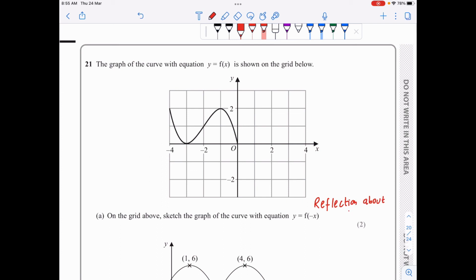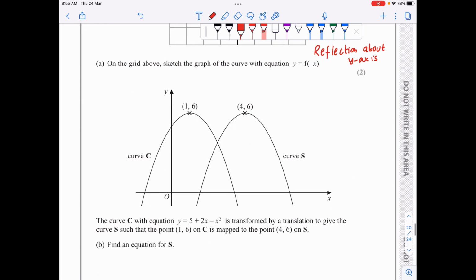Now, it makes sense to start by identifying the points where they will go to. So the 0, 0 will remain there. The minus 1, 2 will go to 1, 2. The cut at minus 3 will go at 3. This will be here, and we've got another here. So it's going to be something like this. A reflection about the y-axis.